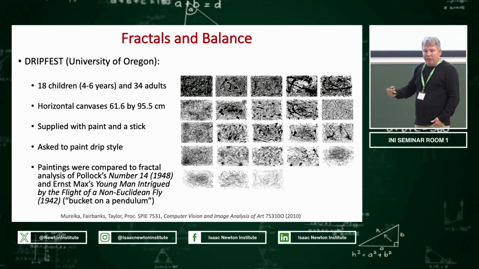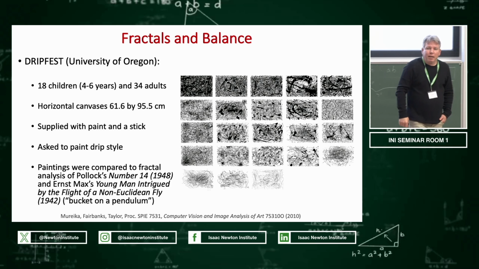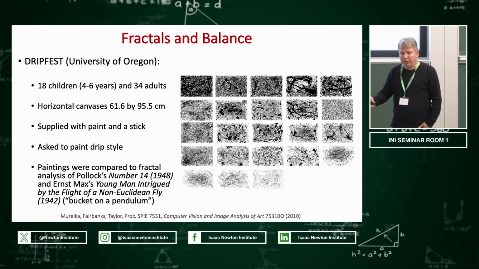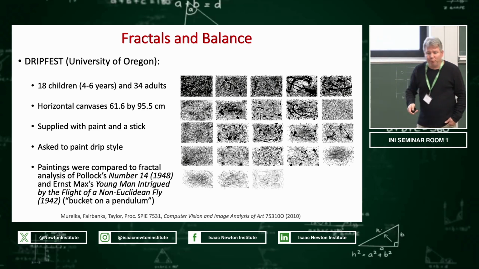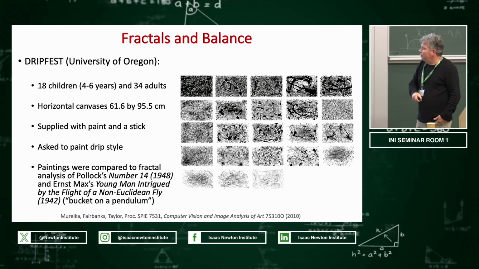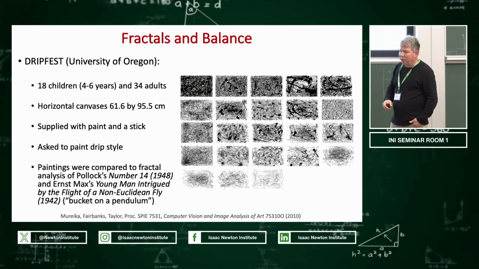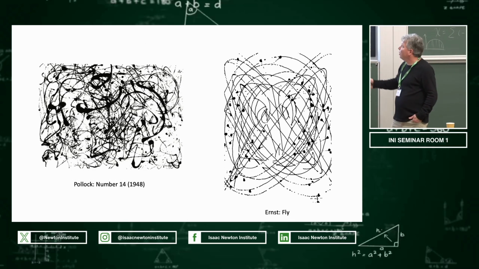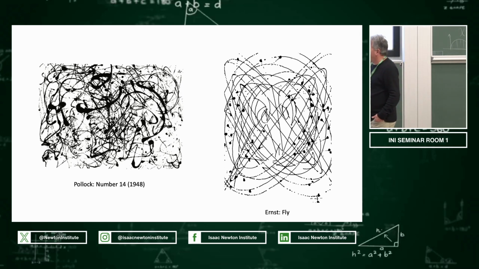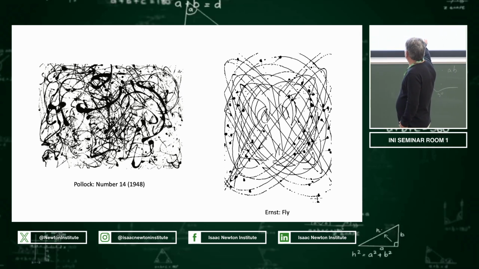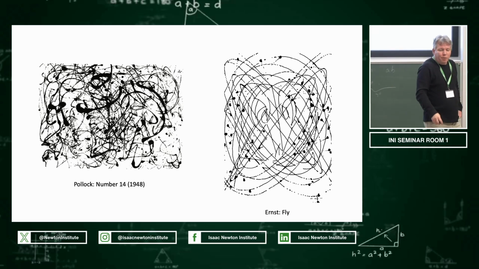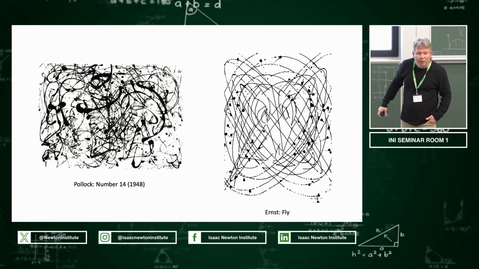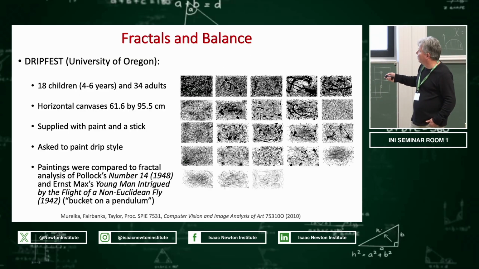And then what we did is we scanned everything, high resolution scan, and compared the multifractal structure of those paintings with the multifractal structure of a Pollock, Number 14, and Max Ernst's Young Man Intrigued by the Flight of a Non-Euclidean Fly. I'll show this in a second. Here's the Pollock one filtered out for the black paint. Here's the Max Ernst painting. What year? Do you know what year? That was 1942, I believe.